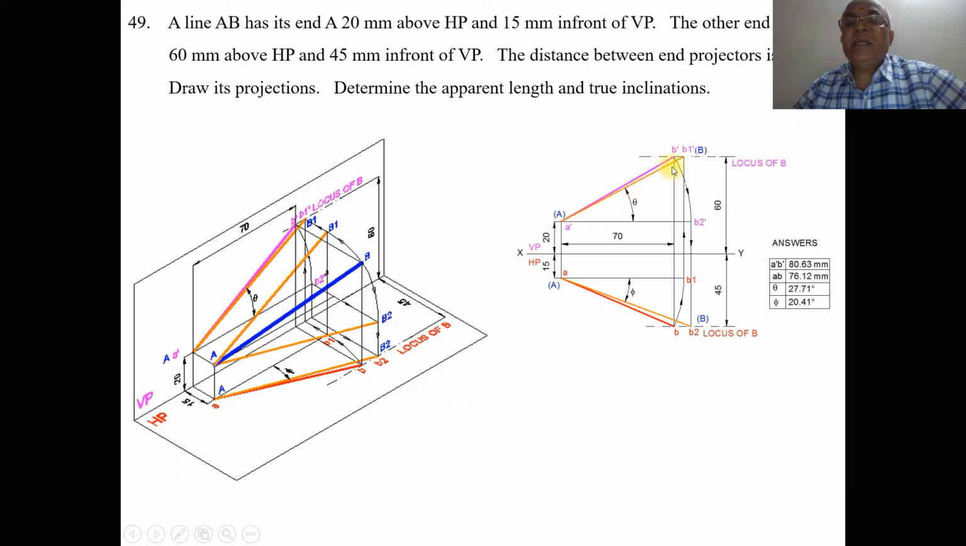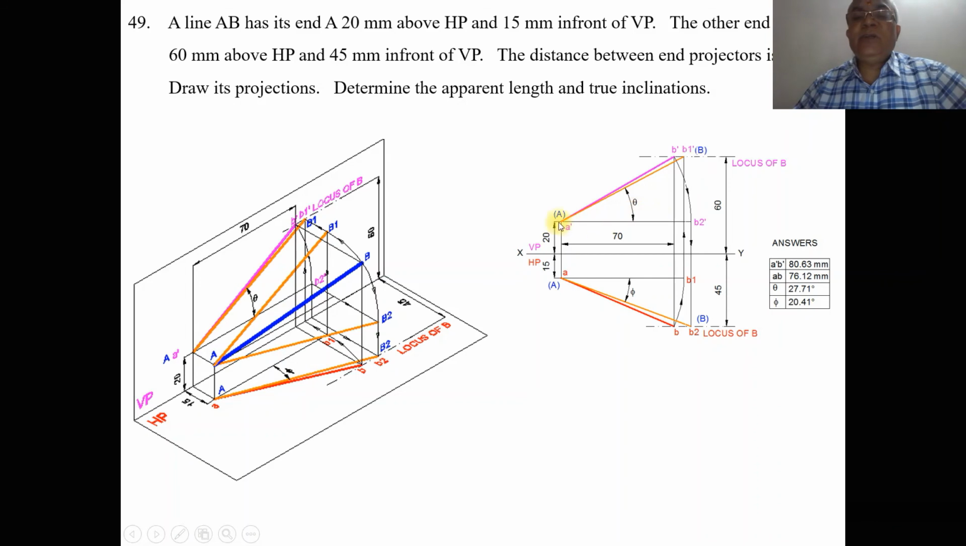Then with A dash as center, taking the radius A dash B dash, rotate it such that B2 dash is also above HP by 20 mm. Once you make that, you get A dash B2 dash, which is the line parallel to XY in the front view. Obviously, its corresponding top view will be in true length. So from B2 dash, you draw a vertical projector such that it cuts the locus of B in the top view. Then you mark this point as B2. Since A dash B2 dash is parallel to XY, its corresponding top view, AB2, will be in true length. Join A and B2 with a line a little thicker than the XY line. Then identify this angle as phi.